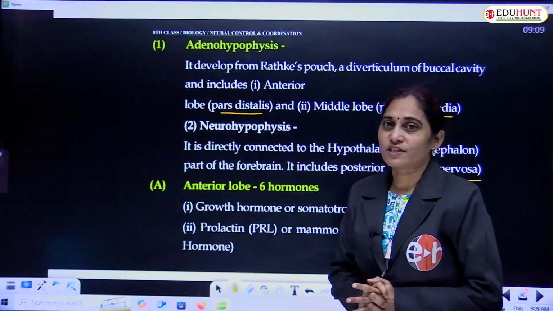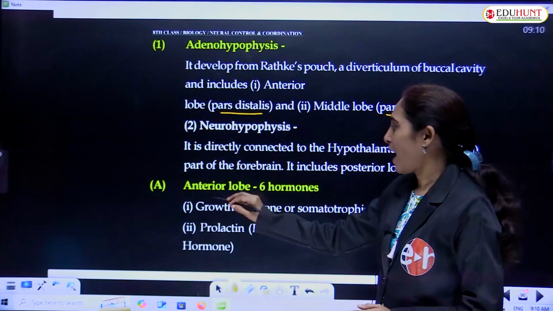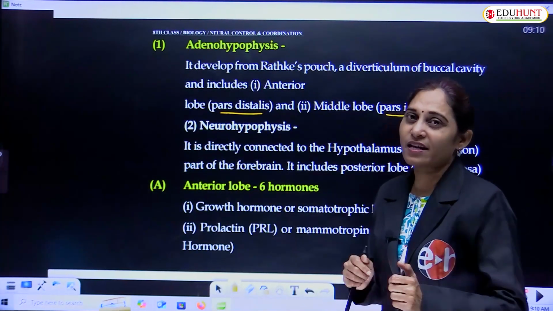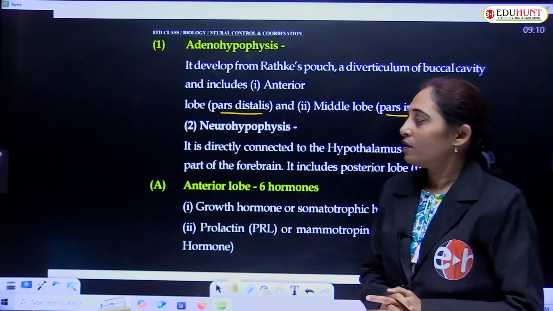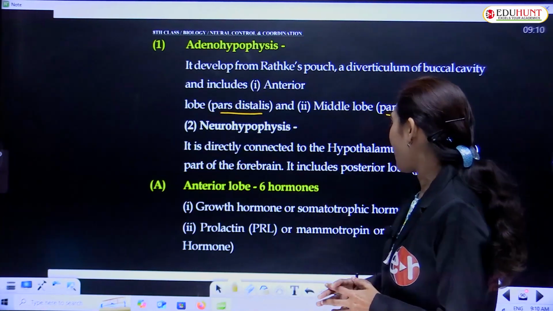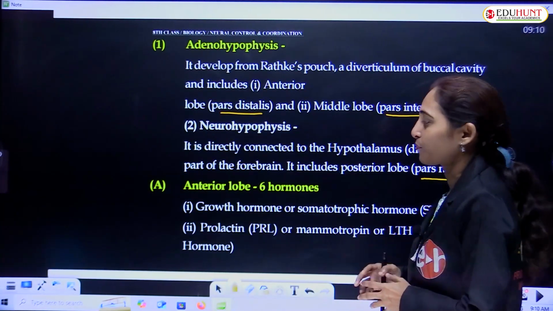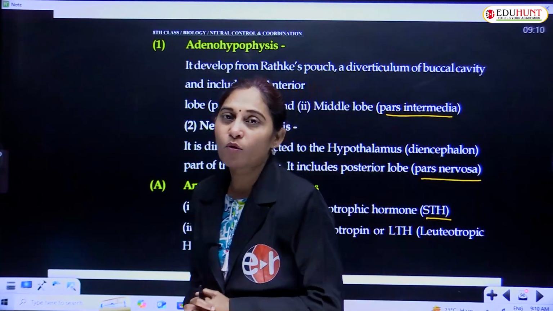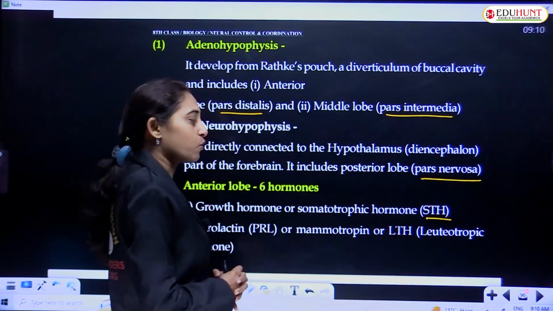Let us see the secretions, hormones. Coming to the hormones part, the anterior lobe secretes 6 hormones. Out of the 6 hormones, the first is the growth hormone or the somatotropic hormone, STH, which is responsible for growth.